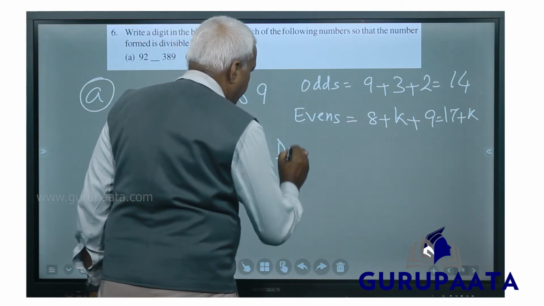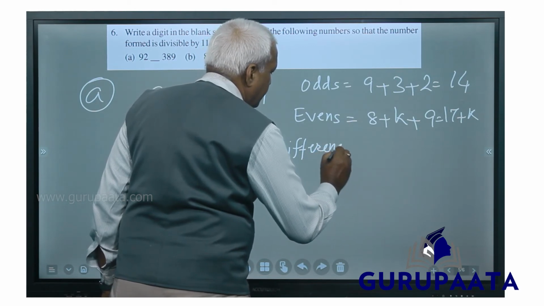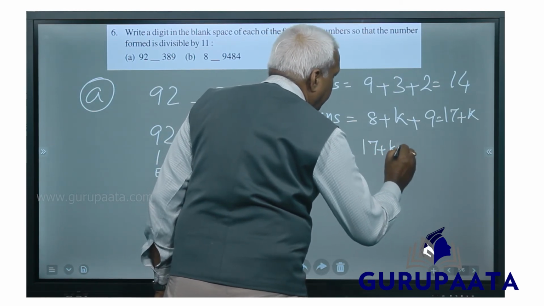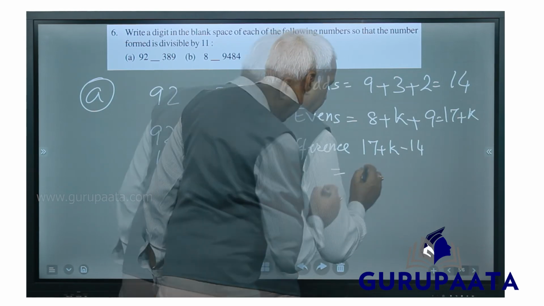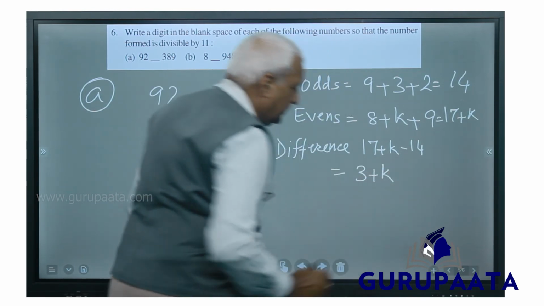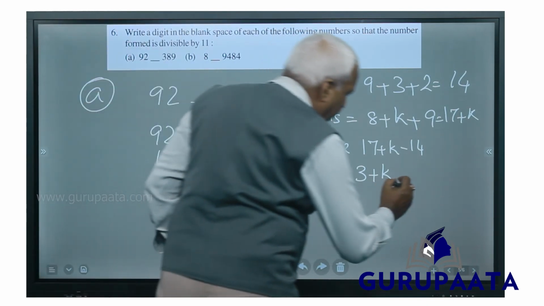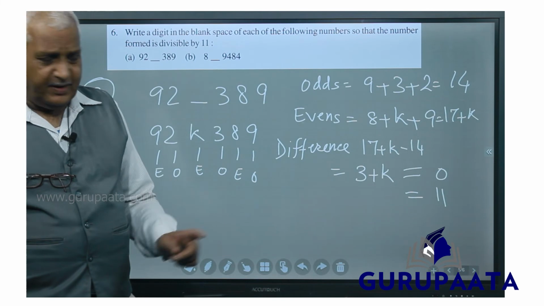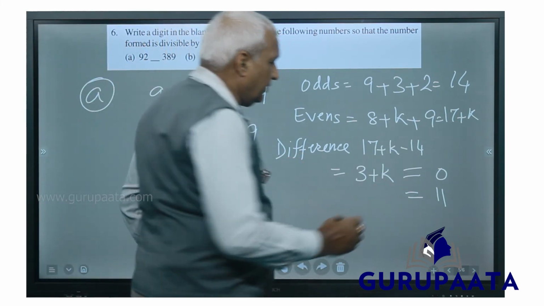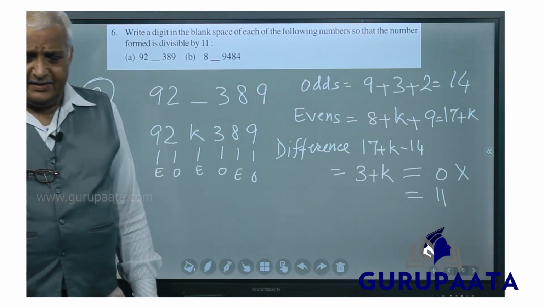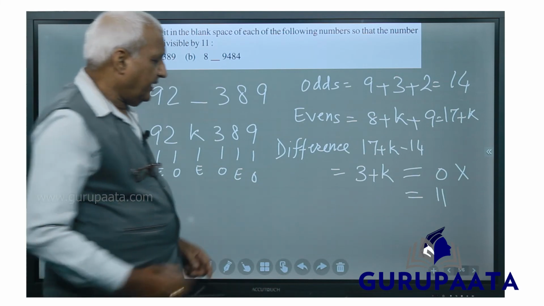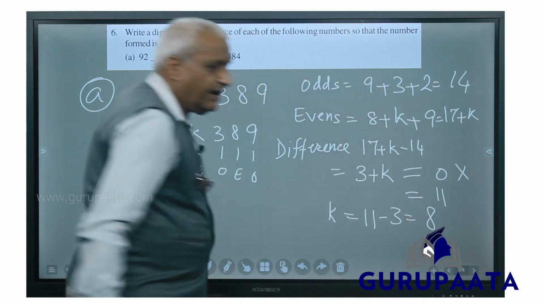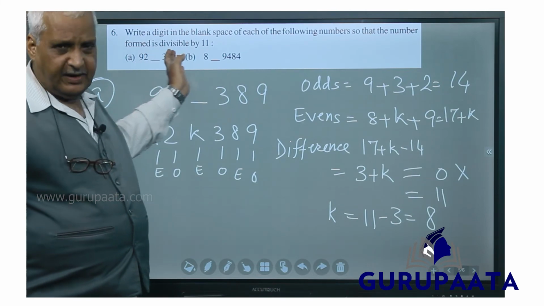Difference: seventeen plus k minus 14 is equal to 3 plus k. As per the rule, this should be either 0 or 11. If you are adding any number to 3, it cannot be made 0. So, we will cross this one. So, what number should we add to 3 to make it 11? That will be 11 minus 3, 8, and that is the answer for your question number A.